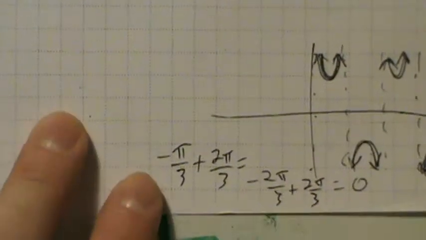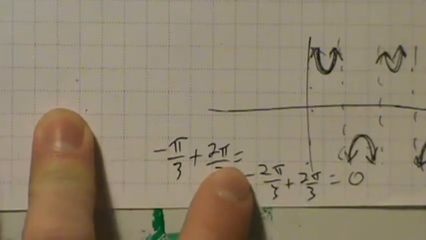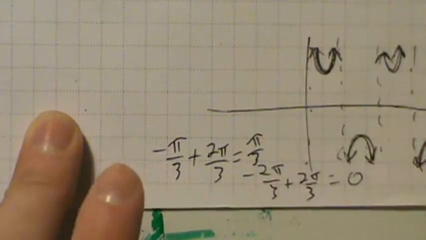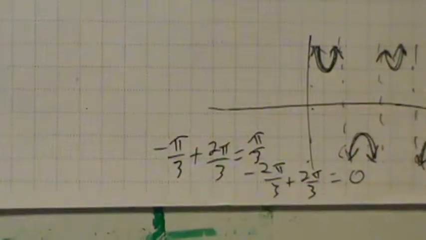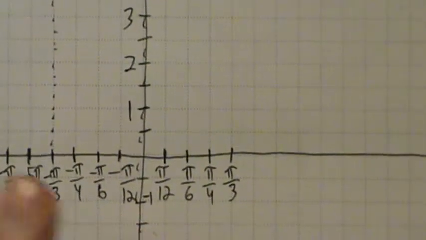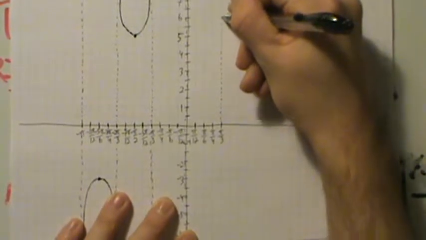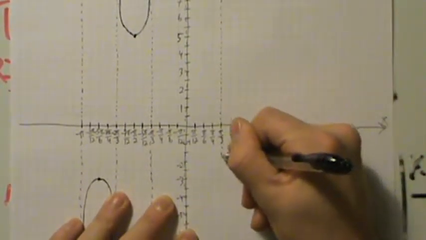So negative pi over 3 plus 2 pi over 3, that's negative pi plus 2 pi is 1 pi, so this is just pi over 3. Okay, so if you're at negative pi over 3, you go 2 pi over 3 units to the right, you're going to be at positive pi over 3. Zoom out a bit. And then we'll have another vertical asymptote right here, because every 2 pi over 3 units, the graph is repeating.